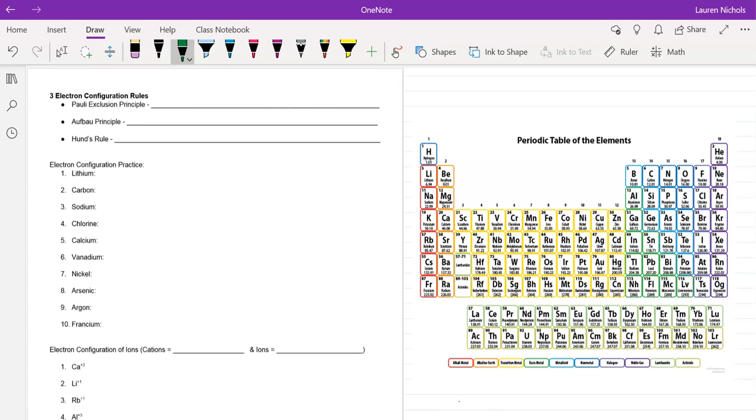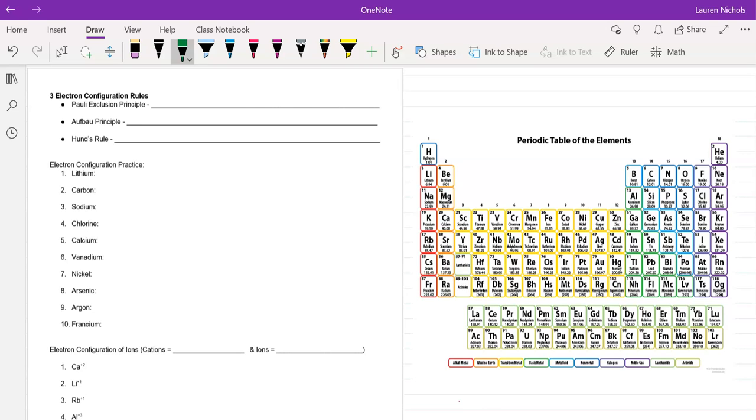Hey guys, so this video is part 2 of electron configuration, and as you can see on the right, I have a copy of the periodic table because you are going to want a copy of your periodic table in front of you. You can also use the one in the video, but it will be really helpful for you to have one of your own.